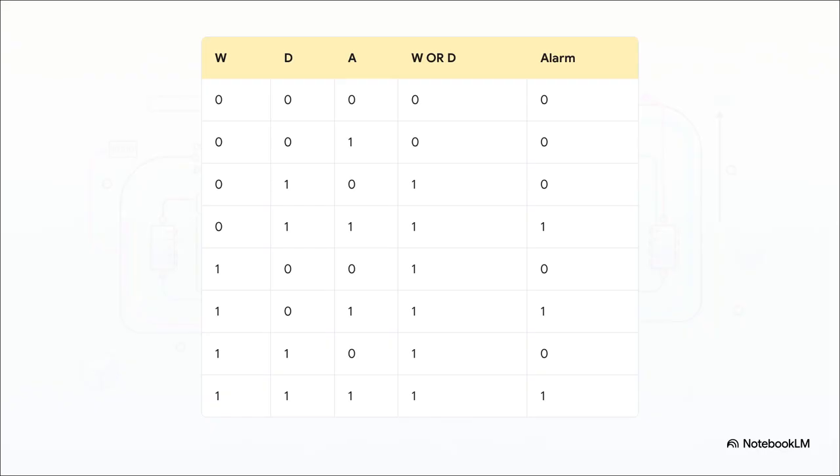And here is the truth table for our alarm. This table is literally the brain of the system. Just look at that last row. Window open, door open, system armed. You bet that alarm is going to sound. But now check the row right above it. The window and door are open, but the system isn't armed, so the alarm stays silent. This is exactly how we build predictable, reliable systems.